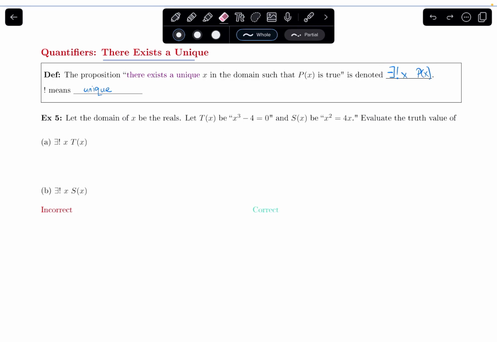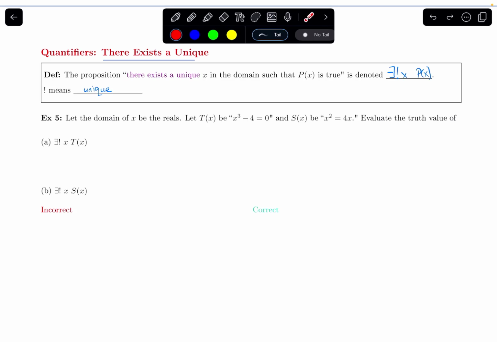All right, let's do an example where we use this. I'm going to let the domain of x be the reals. Let t of x be x to the third minus 4 equals 0, and s of x be x squared equals 4x. I want to evaluate the truth value of these propositions. In part A, it says there exists a unique x such that t of x is true. Is there a unique x that makes this equation true?